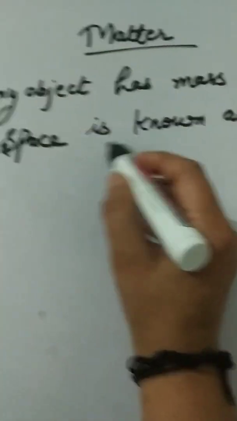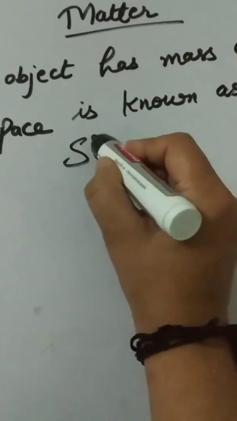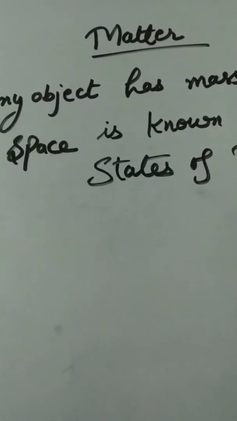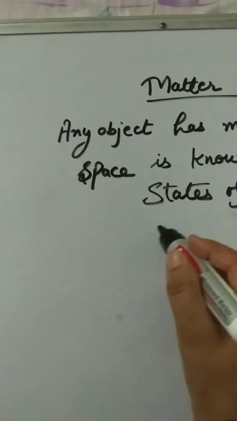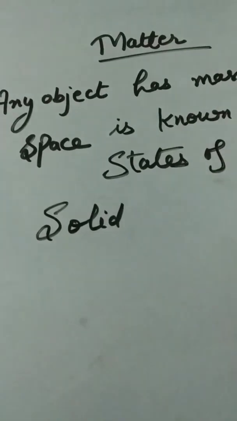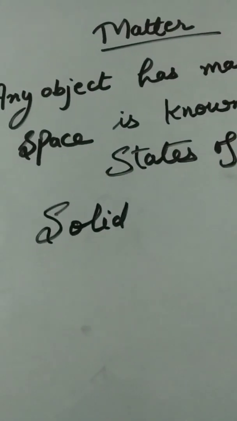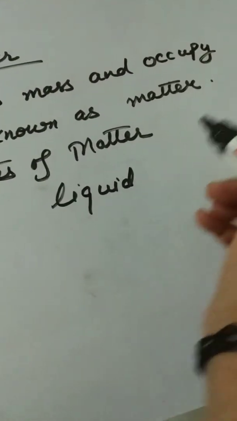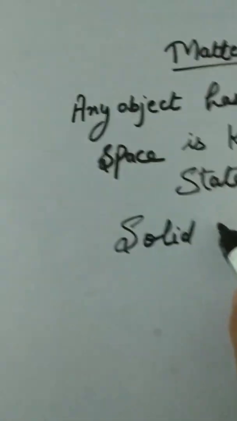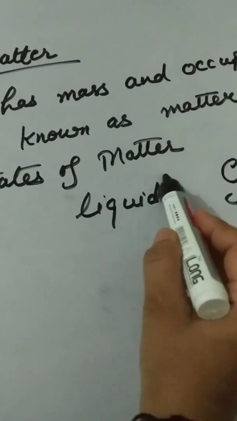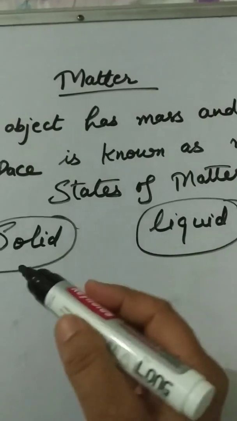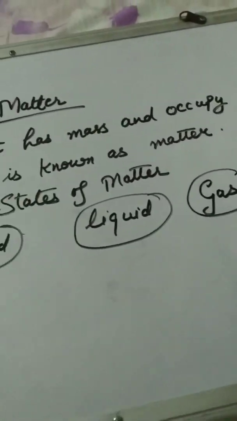Matter occurs in three states. States of matter. Which three states does it exist in? Solid, liquid, and gas. Three states of matter.